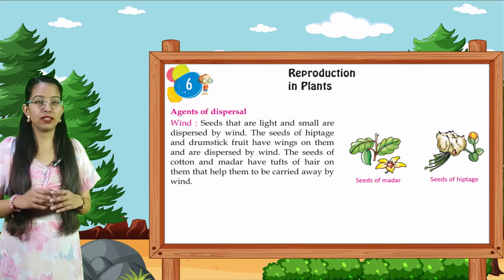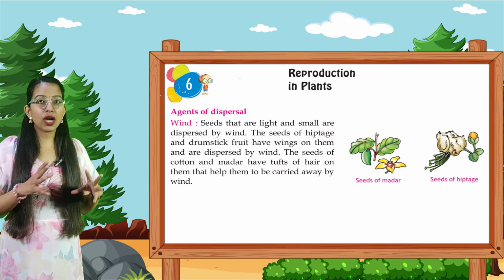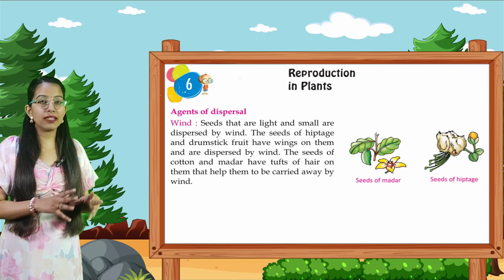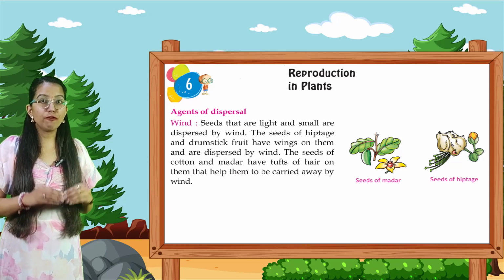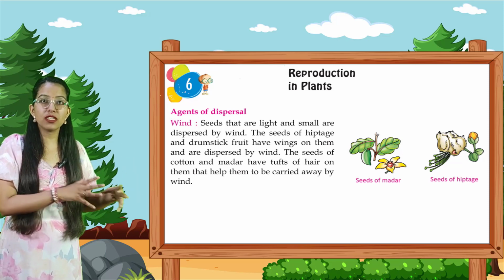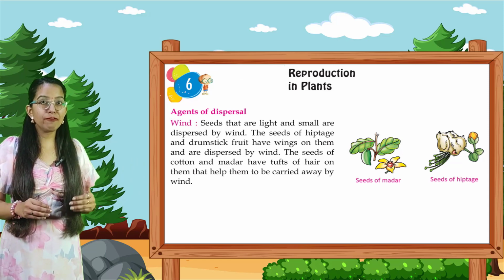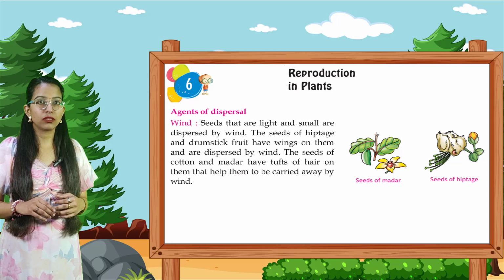Agents of dispersal: wind. Seeds that are light and small are dispersed by wind. The seeds of hibiscus and drumstick have wings on them and are dispersed by wind. The seeds of cotton and madar have tufts.